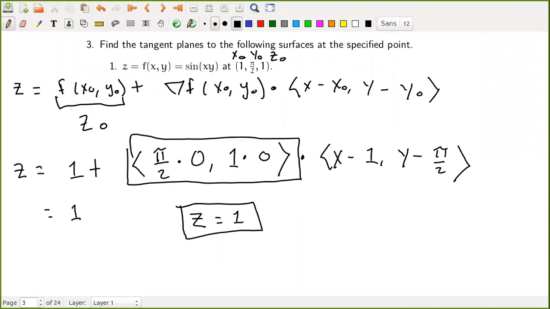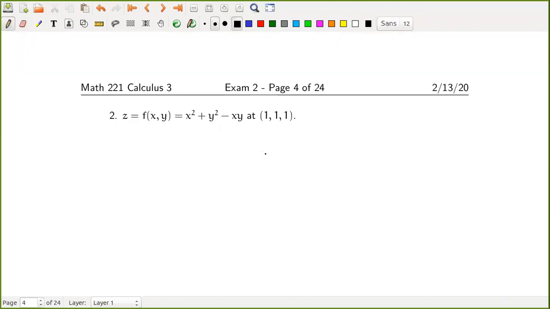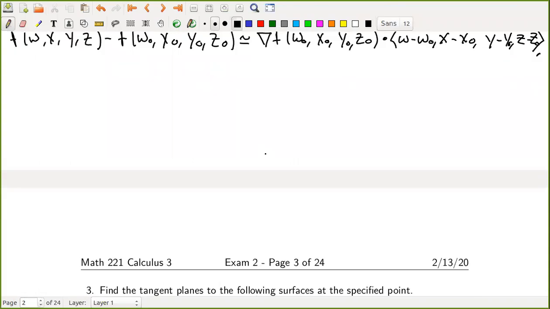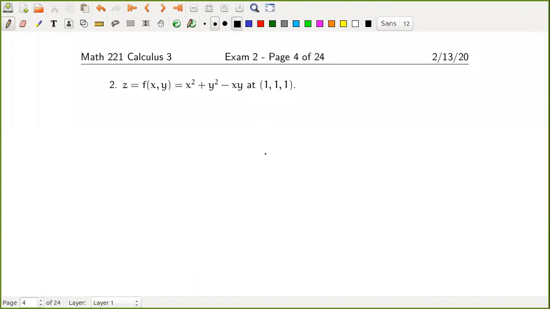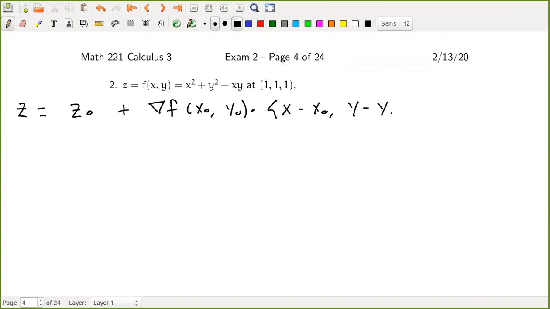Okay, I have enough time in this video to go on ahead and do this problem. So this is problem 3, part 1. This is problem 3, part 2. And again, we're just going to use the same formula. This is z is, so the tangent plane is z is equal to z naught plus the gradient of f evaluated at x naught, y naught, dotted with x minus x naught, y minus y naught.